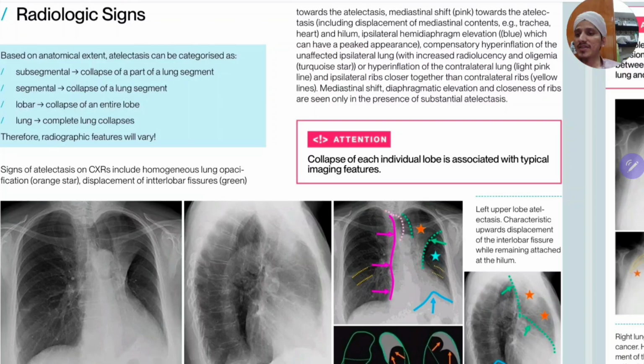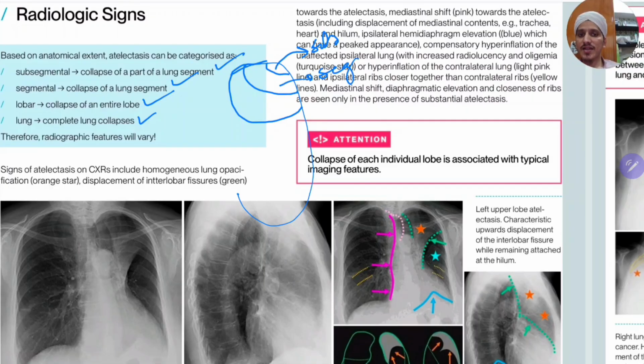So remember, collapse can be subsegmental, involving a part of a lung segment, or it can be segmental, involving a lung segment, or it can be lobar, involving the entire lobe, or it can be complete lung collapse. So if this is a lung, and this is a lobe of the lung, and this is a segment of the lung, and this is a subsegment of the lung, then collapse can be subsegmental, or segmental, or lobar, or complete lung collapse.